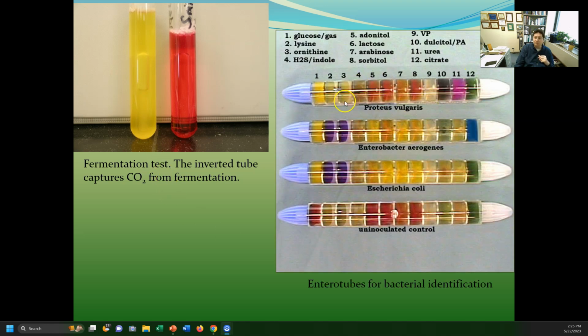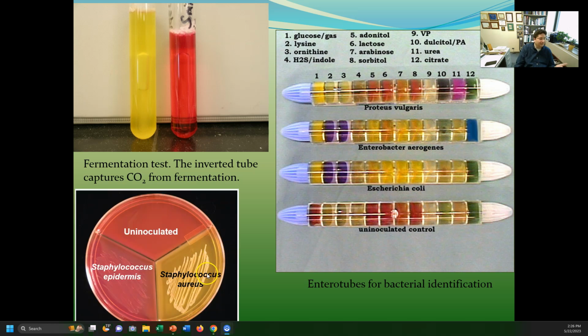These are enterotubes. Each little disc here, numbered 1 through 12, is a different type of media that will turn a different color based on what the species does. What kind of metabolism does it have? And by looking at the color patterns, we can identify an unknown.